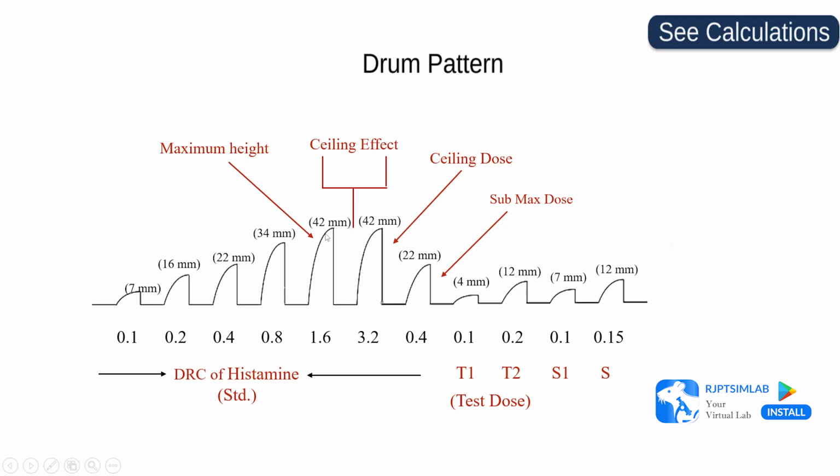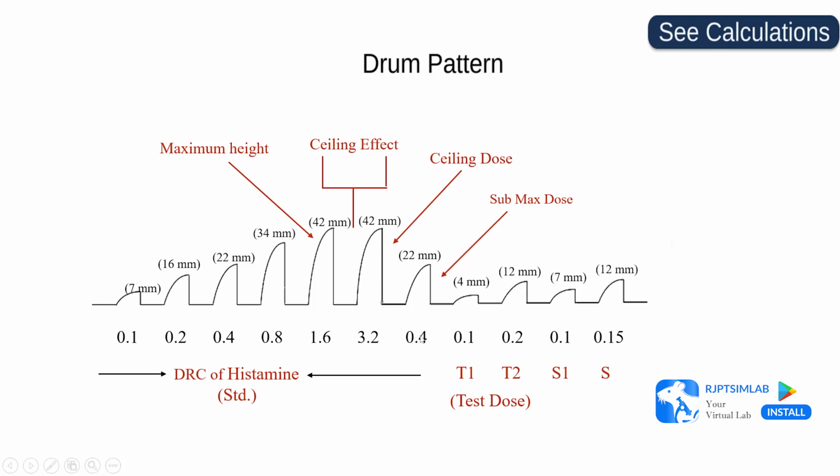What is the ceiling effect? The ceiling effect is the confirmation of the value observed so that no difference can be observed. As we can see, this is the ceiling effect. The same height is observed on increasing the concentration. So this confirms that this is the maximum response recorded of the histamine solution, which is the 1.6 ml. And the 3.2 is the ceiling dose, which confirms that the 1.6 is the highest dose.